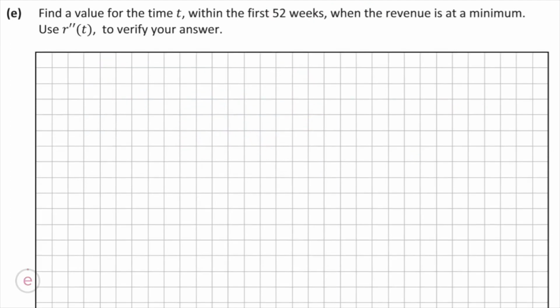So part E, the final part of this question, asks us to find a value for the time t within the first 52 weeks when the revenue is at a minimum, and use r double dash t to verify the answer. Okay, so we're just going to break this up into two parts. The first thing we're going to do is find the points at which the revenue isn't increasing or decreasing. So this will provide us with a minimum and a maximum. And anytime you're looking for a minimum and a maximum, you're just going to set r dash t equal to 0. So that's what we're going to do.